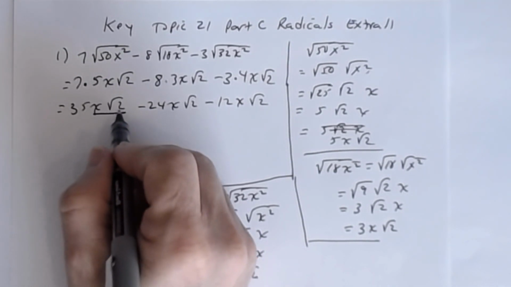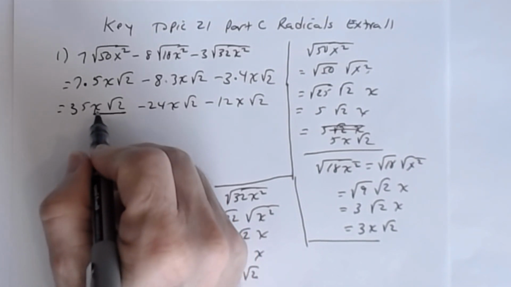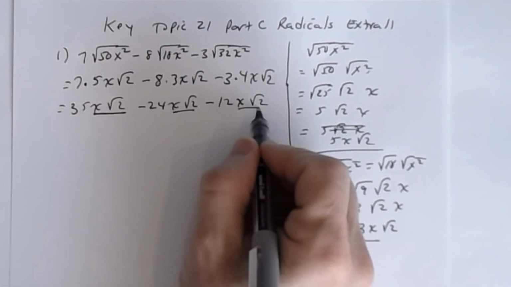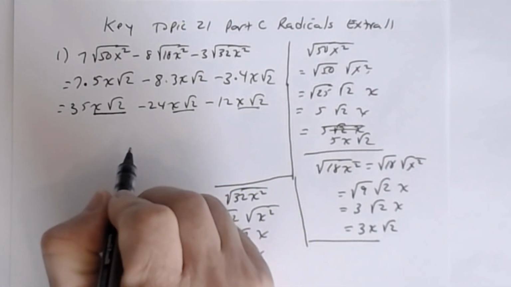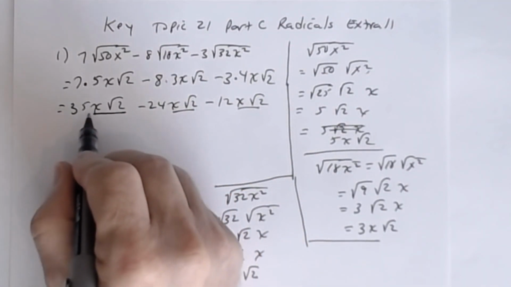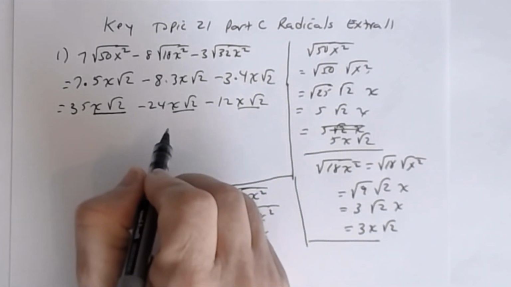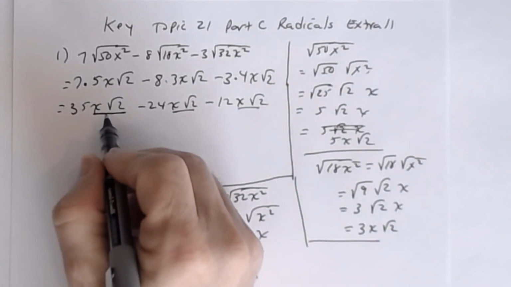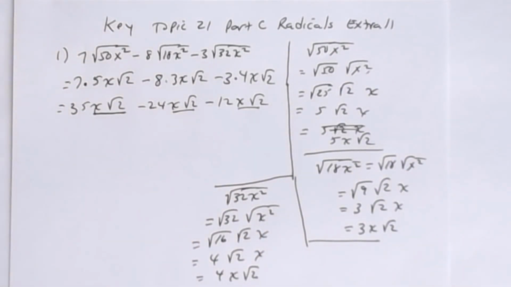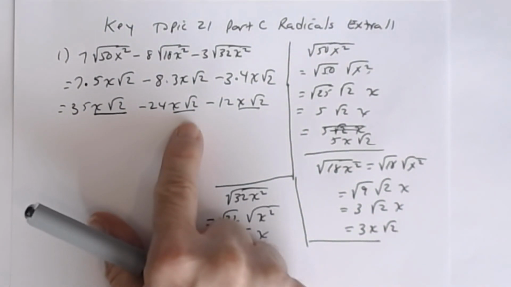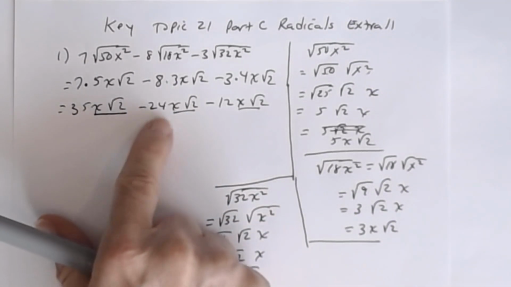So this expression here, x square root of 2, has to be in all of them for all three to be considered like terms. All right. So I have 35 of these, a negative 24 of these, and a negative 12 of these. Use your calculator if you need to: 35 and a negative 24, and a negative 12, times x square root of 2 gives us 11.